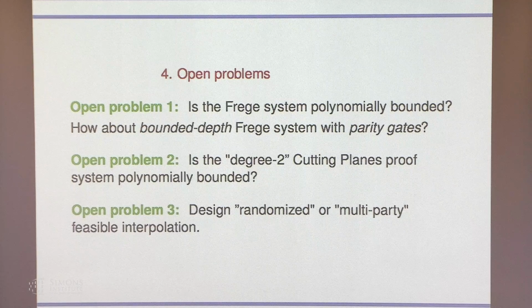And the problem related to this one is to design some sort of randomized or multi-party version of feasible interpolation. This is motivated mainly by the analogy between communication protocols and computations. In the case of resolution, it works nicely: the communication in resolution corresponds exactly to computations. But if you take more complicated systems and more complicated communication models, there is no apparent connection between some sort of computation and some sort of communication. So it would be nice to extend it to that. Thank you.